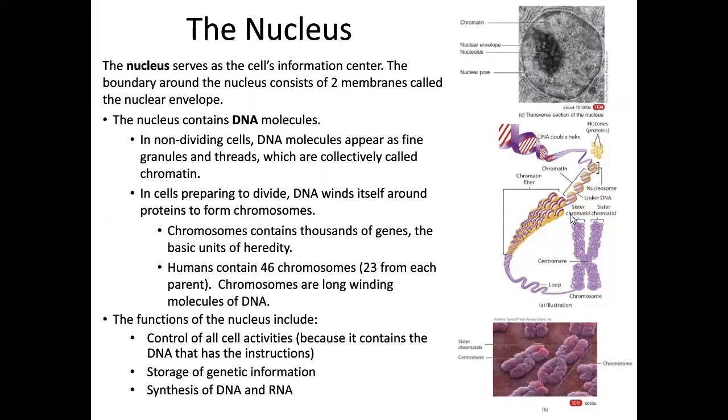But just before the cell divides, it needs to duplicate its DNA and then wind itself up. It uses these various proteins called histones, and then it forms what look like capital H's or capital X's, and what we call a chromosome. And now, chromosomal number is very important.